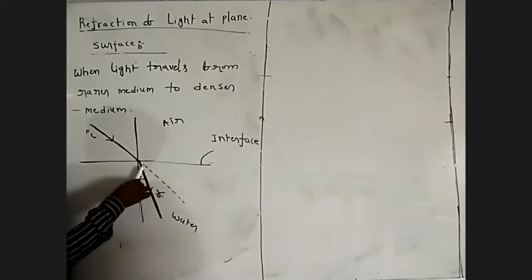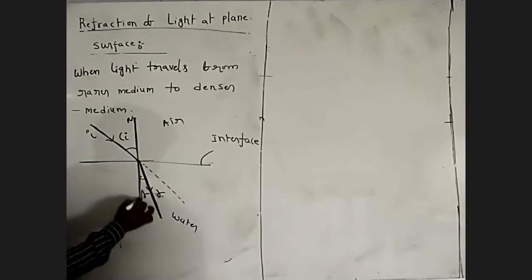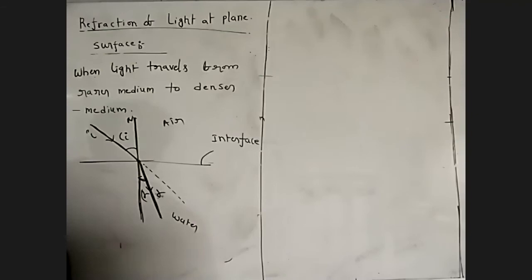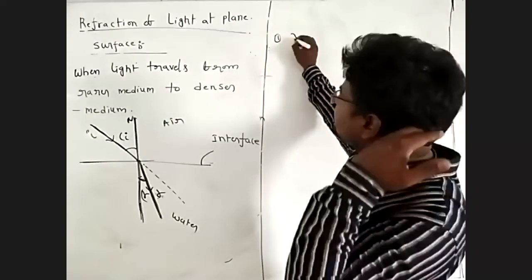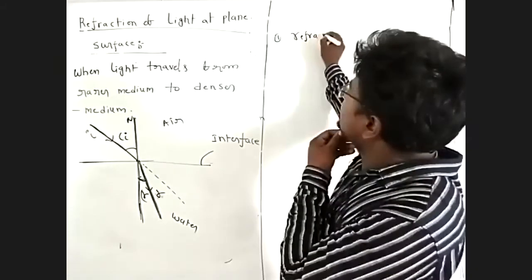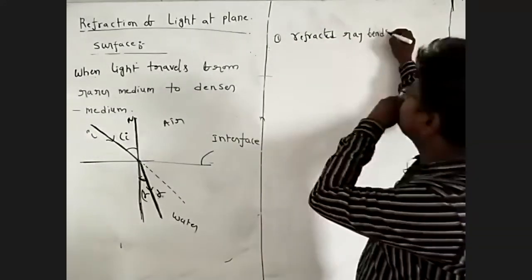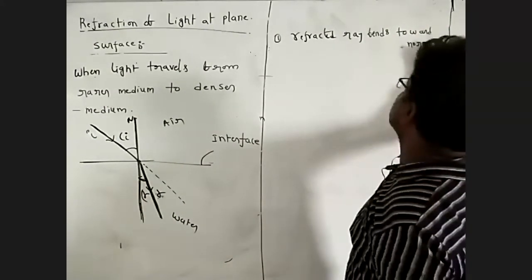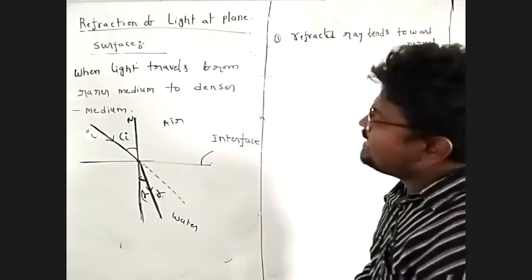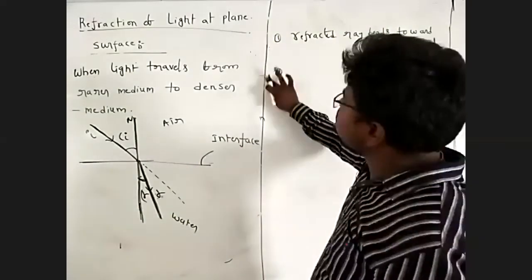Incident ray, refracted ray bends towards the normal. This is the angle of I, this is the angle of R. In the first point, the refracted ray bends towards the normal line. Next, deviation.